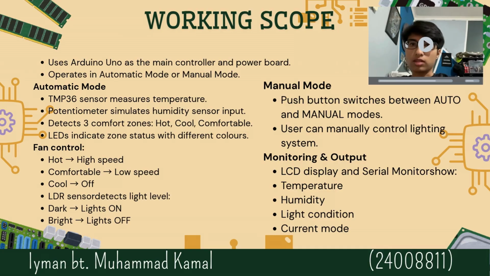The system uses an LDR sensor to detect surrounding light conditions, such as when the environment is dark and the light system switches on. When it's bright, the light switches off. In manual mode, the users can control the lighting system manually and press the push button to switch freely between auto and manual modes. For monitoring and feedback, the system uses both an LCD display and serial monitor, and these outputs show real-time information of humidity, temperature, light condition, and the current operating mode.